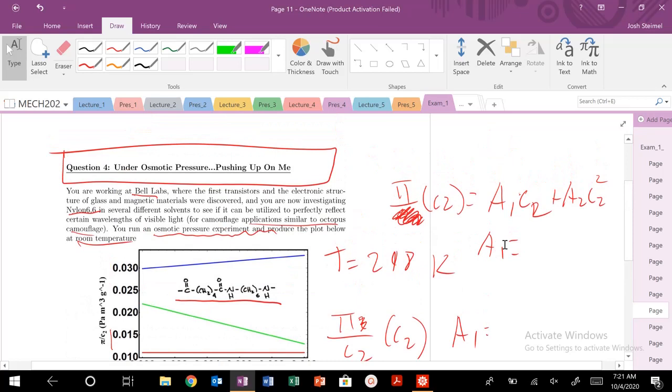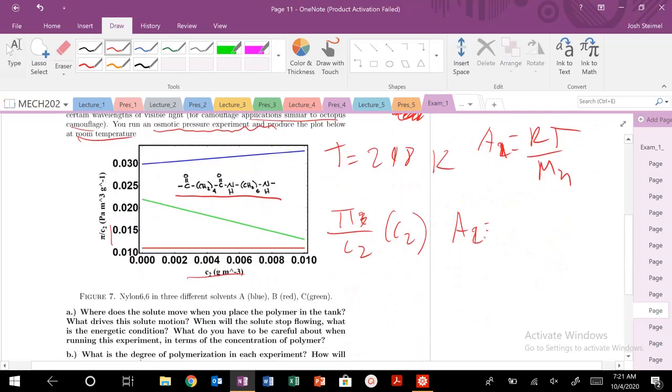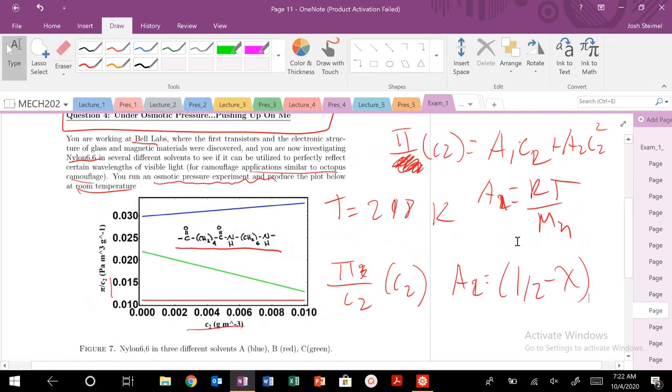So if that is in our A sub 2, our A sub 1 equals RT over Mn, our A sub 2 is equal to basically 1/2 minus chi. So if this is our function, we're reducing it by this reduced concentration versus C. Our y-intercept is going to be this A sub 1, our first virial expansion coefficient, and our slope is going to be this A sub 2.